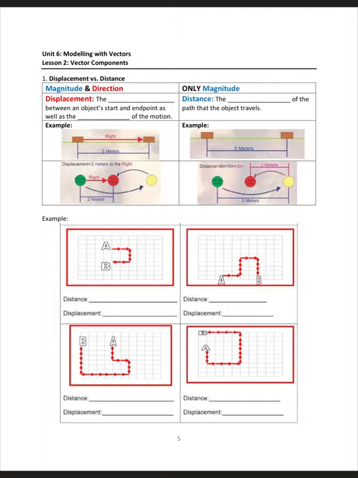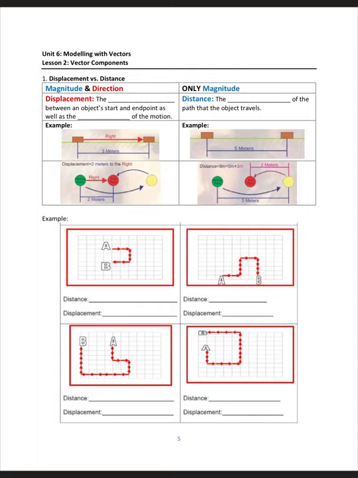Good morning, everyone. Today we're going to do Unit 6, Lesson 2, Vector Components. So we're going to continue exploring the different characteristics of vectors and continue talking about that idea of magnitude and direction when we're talking about vectors. So yesterday we looked at the difference between a scalar quantity and a vector quantity, and we're going to continue talking about that. So what is displacement versus distance?